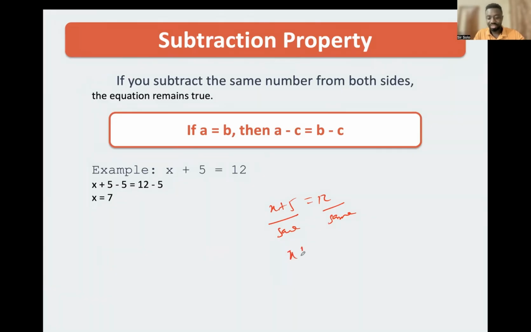So you're going to have x plus 5 minus 5 is equal to 12 minus 5. And 5 minus 5 will cancel. So you're going to have x equal to 12 minus 5, which is what? 7. Good.